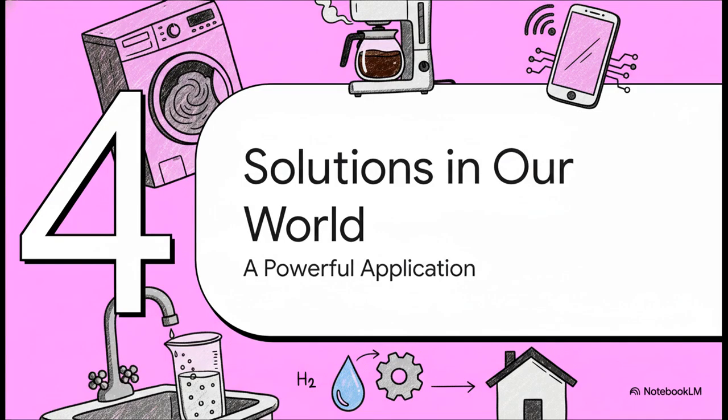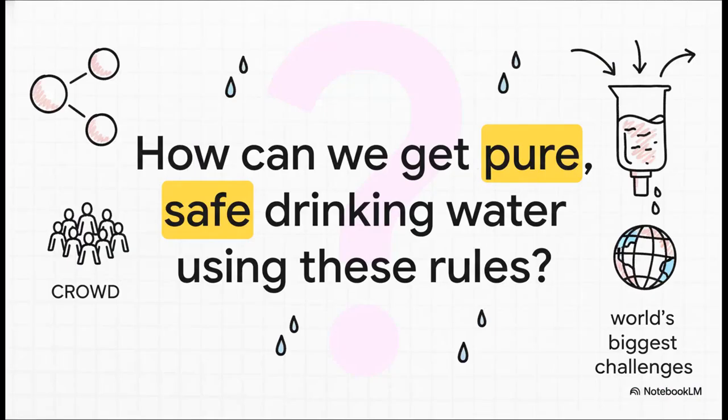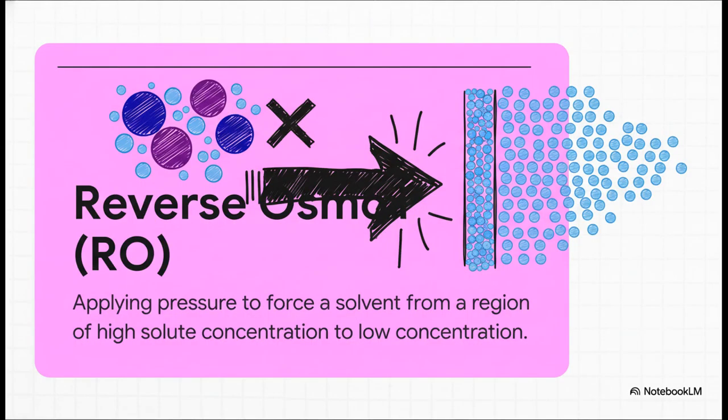So let's take everything we've talked about and connect it to a really powerful piece of tech that, honestly, a lot of us have in our own homes. So how can we actually take this idea of osmotic pressure, this magic of crowds, and use it to tackle one of the world's biggest challenges, getting clean, safe drinking water? The answer is something called reverse osmosis, or RO.